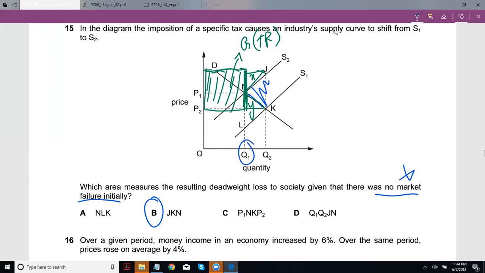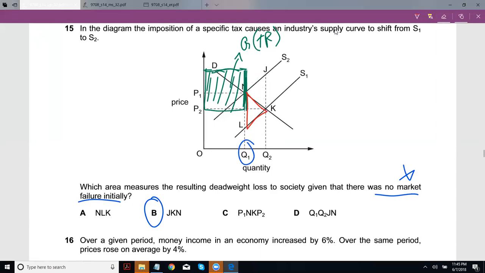Well, it's definitely not D, because that would include this area as well, which is not true. Anyhow, just listen, I think it's going to be A, maybe. Can it be A? NLK. When you look at that point, look at it this way: initially when it was S1, K, P2 and up to the demand curve, all of that was consumer surplus, and everything below it was producer surplus.